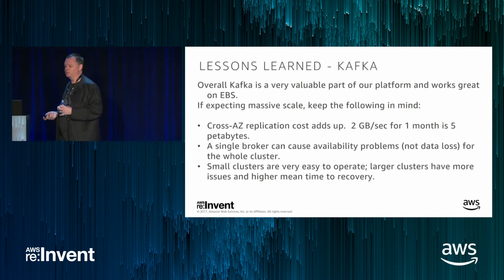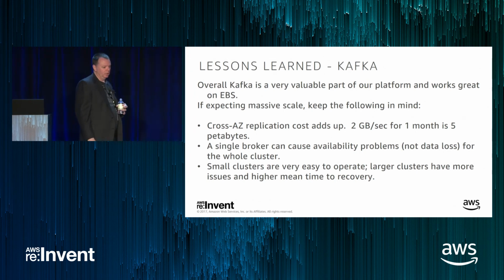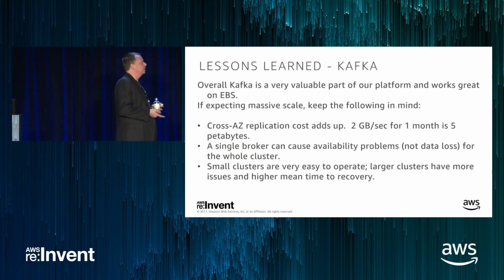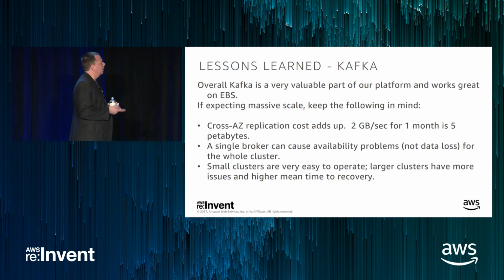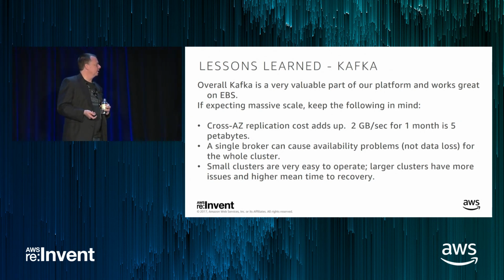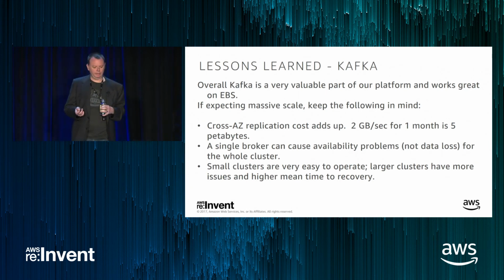So to recap the lessons we learned, overall Kafka is a really valuable part of our platform, and works great on EBS. I'm not sure if we ever ran it on ephemeral, but definitely use EBS for it. But if you're expecting massive scale, keep in mind the cross-AZ replication costs. For example, 2 gigabytes per second for 1 month adds up to 5 petabytes. Also keep in mind that a single broker causes availability problems, not data loss, but temporary glitches. Small clusters are easy to operate. Larger clusters have more issues.